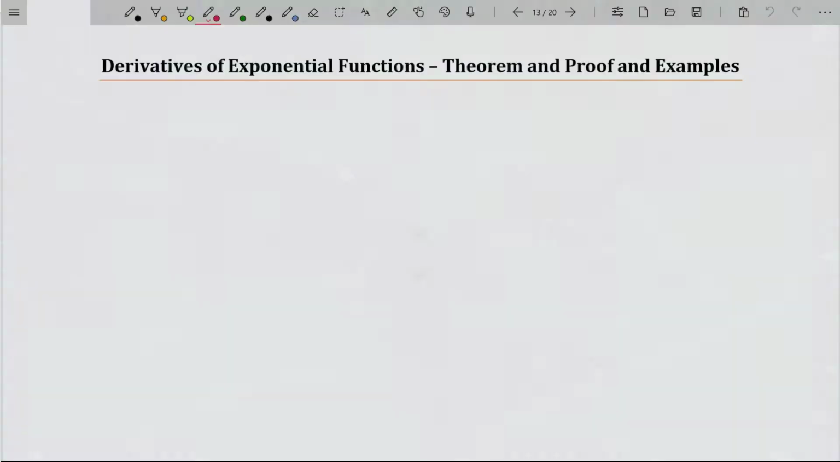Hello, my name is Roy Simpson, Professor of Mathematics at Cosumnes River College in Sacramento, California. In this video, we're continuing, oddly enough, the chain rule. Even though this says derivatives of exponential functions, theorem and proof, and examples, there should be commas there. It is actually nested within the chain rule. See what I did there? Because you need the chain rule to prove this theorem involving exponential functions.